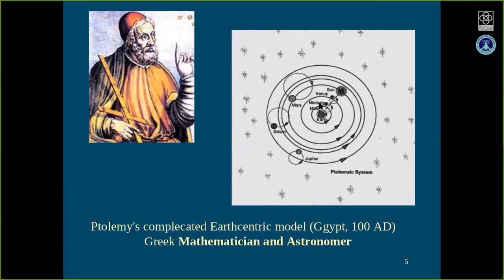He made a complicated Earth-centric model. What he predicted is that in our solar system, our Earth is at the center, and all other planets, including the Sun, are moving around the Earth. It is not true, but in 100 AD, I can say it is a great achievement. At that time we had nothing, so it is a great achievement.